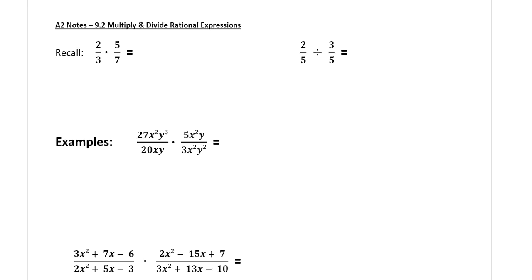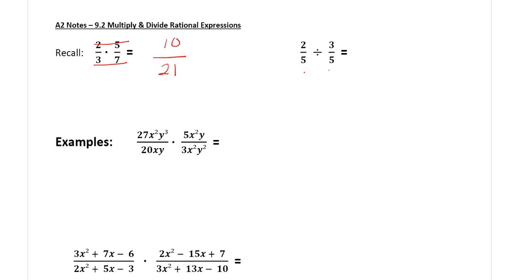These are the notes for section 9.2, multiplying and dividing rational expressions. So first, to start off with a quick review of what you already know. When you multiply fractions, 2/3 times 5/7, you multiply straight across. 2 times 5 is 10, 3 times 7 is 21. Then reduce if possible.